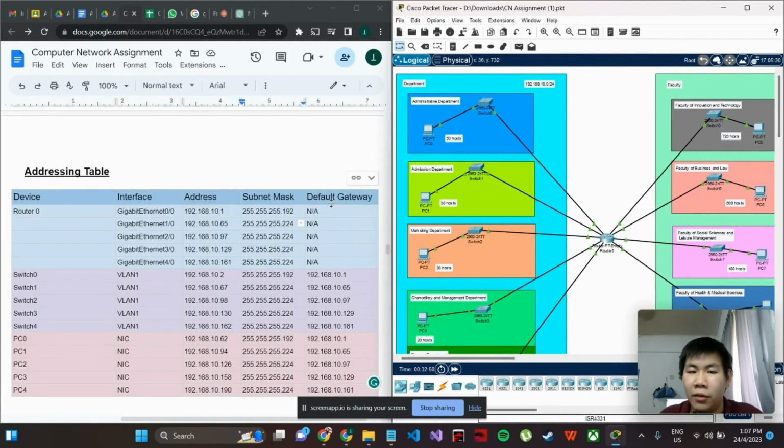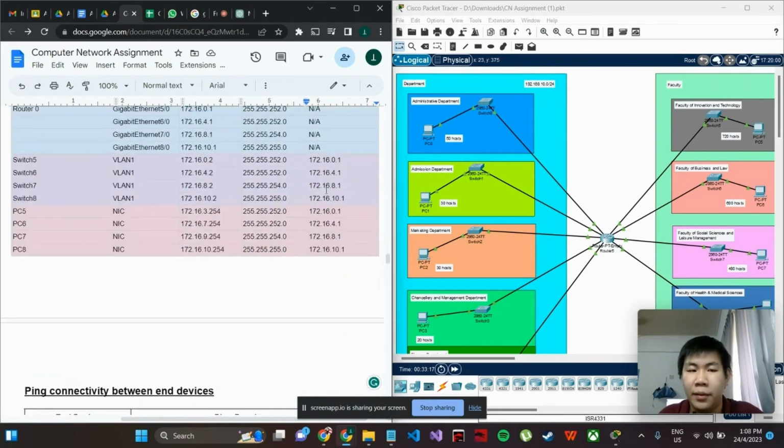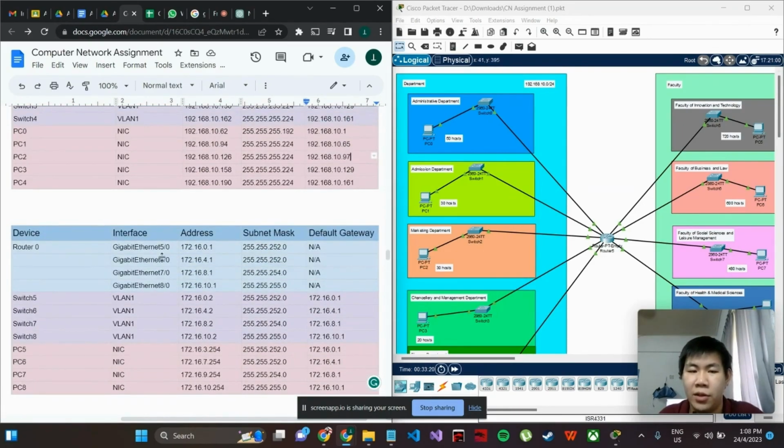Then lastly, we have the default gateway, which for the switch 0, we start with the first usable host address, same as here. We have the same calculation and the same things at all. It is to define the gateway and to define where to start the slot given. The same as the right side.